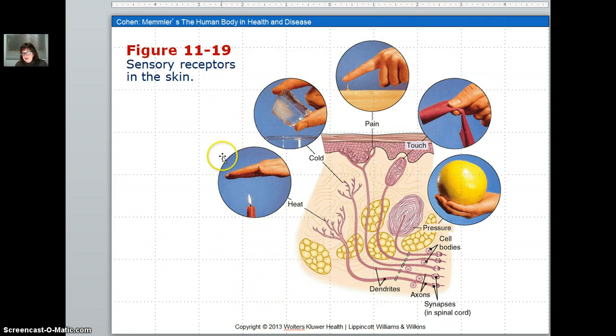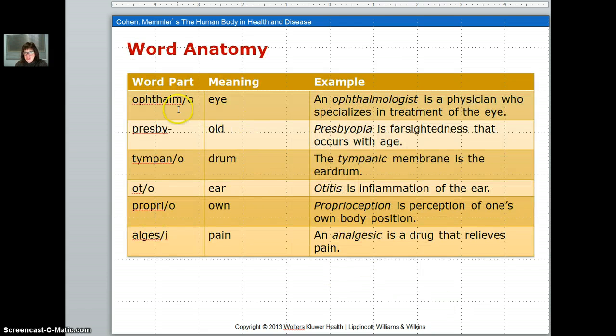Then there are general types of receptors. There's a heat receptor, a cold receptor, a pain receptor, touch could be deep, and a pressure receptor. You just need to know these. We won't go into too much detail in terms of that. Paying attention to word anatomy, you have ophtha, like ophthalmologist. Presby means old. Tympan means drum. Oto, like an otoscope, is the thing to look at your ear. Proprio has to do with perception, and alges has to do with pain. And that is the end of chapter 11.